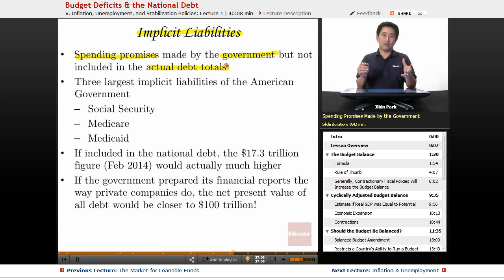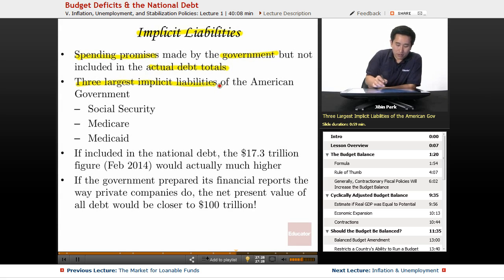But again, if you're a private company making out pension payments, then this is part of the balance sheet. You have to count that as a liability. But the government is exempt from having to make these types of calculations that private corporations do. The three largest implicit liabilities of the American government are the following. Social Security, which is the world's largest pension plan.